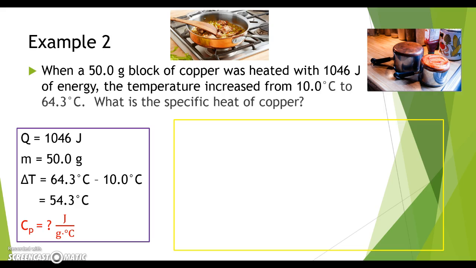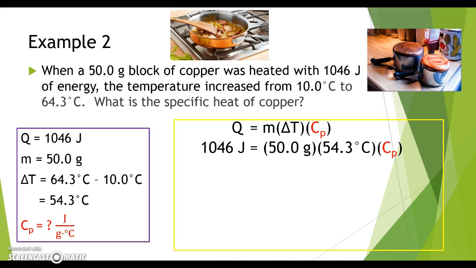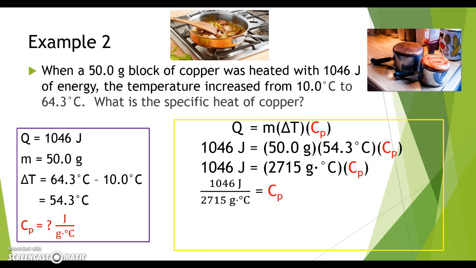That is our unknown. So let's write down our equation. Q equals m delta T Cp. Substitute in our values with our units, and we simplify down. We can't cancel out any units yet since they do not divide out. Simplify, divide, and we get a value of 0.385 joules per gram degree Celsius. Again, none of the units cancel out. In the end, our units are joules per gram degree Celsius, which is what we want.